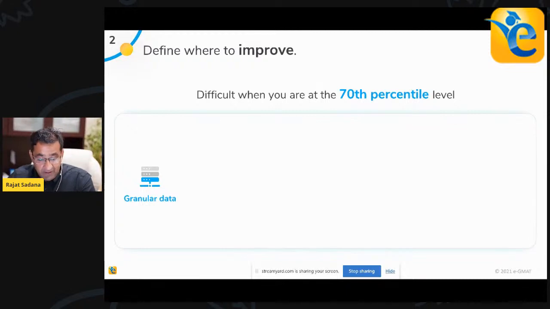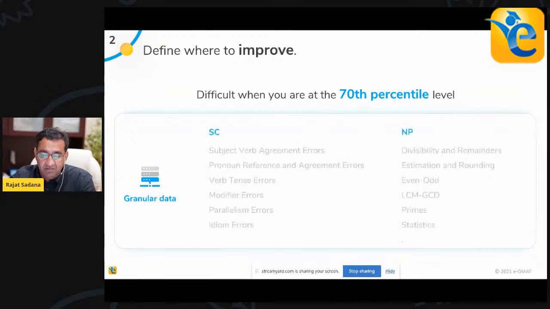Okay. Now, what are some of the problems that you have when you define this? First of all, a lot of people don't have data which is this granular. A lot of people who study using books, or on multiple platforms, don't have that granularity of data. Sometimes there's just too much granularity. For example, if you have data that's organized by topics in a section.